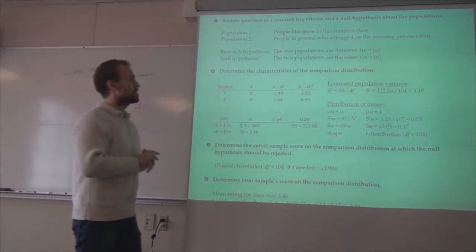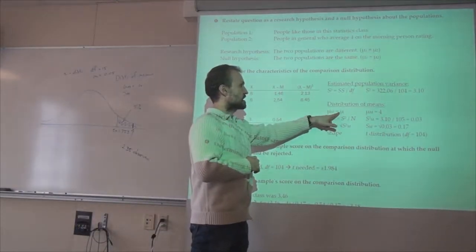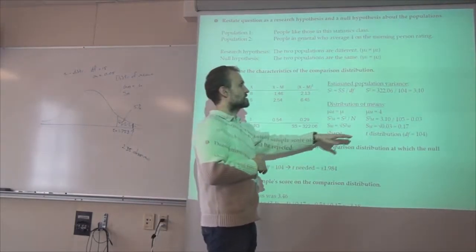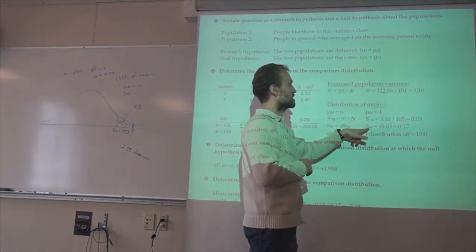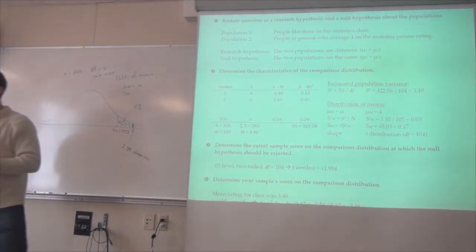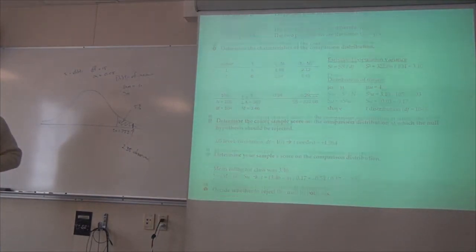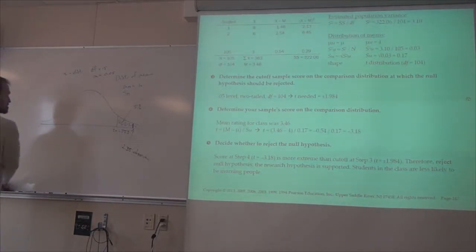So now let's see, what is the distribution of means? That's the same as my population mean of 4. I get the standard error from my approximation, my sample variance of 0.17, and I have a t-distribution with degrees of freedom 104. Let me just see if there is a sketch here. No, there isn't. Let's make a sketch.